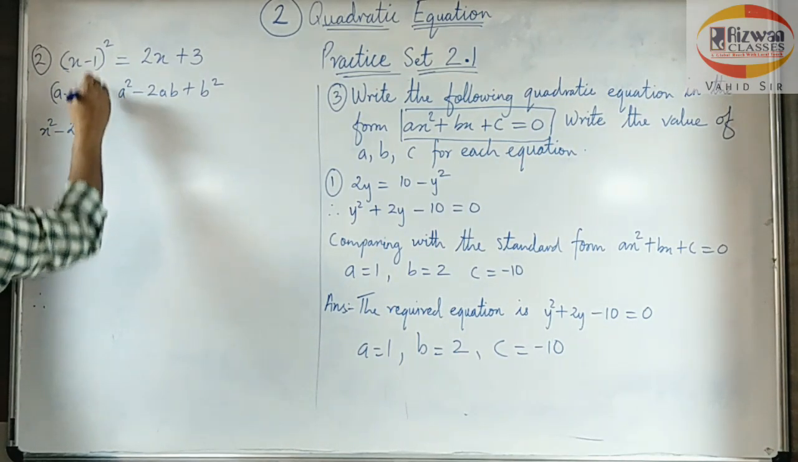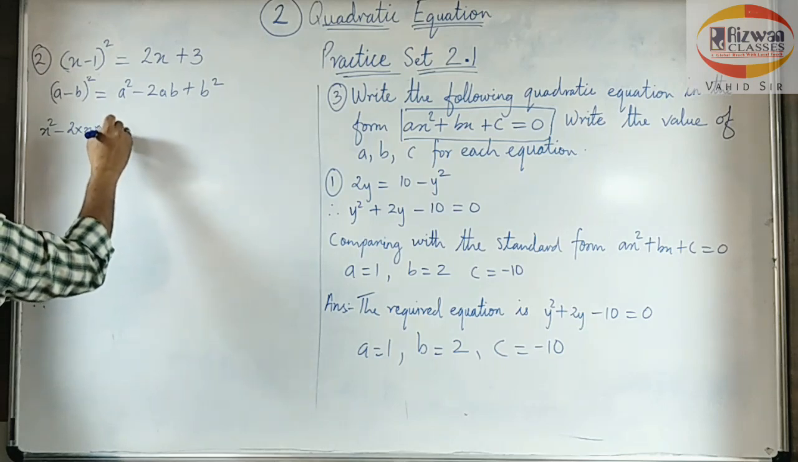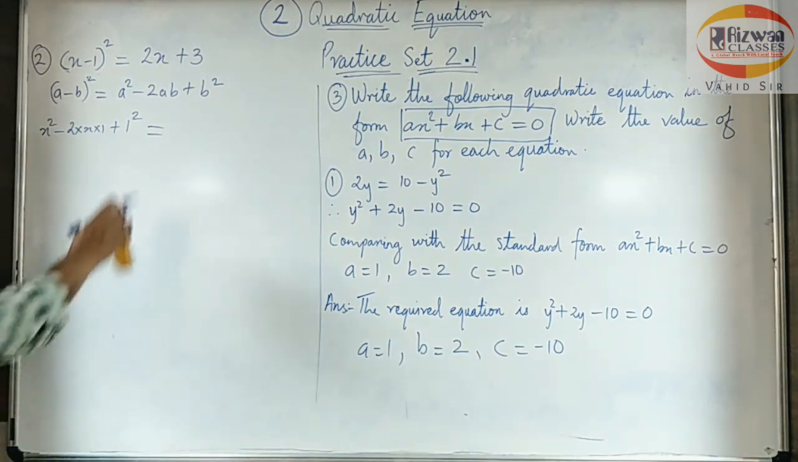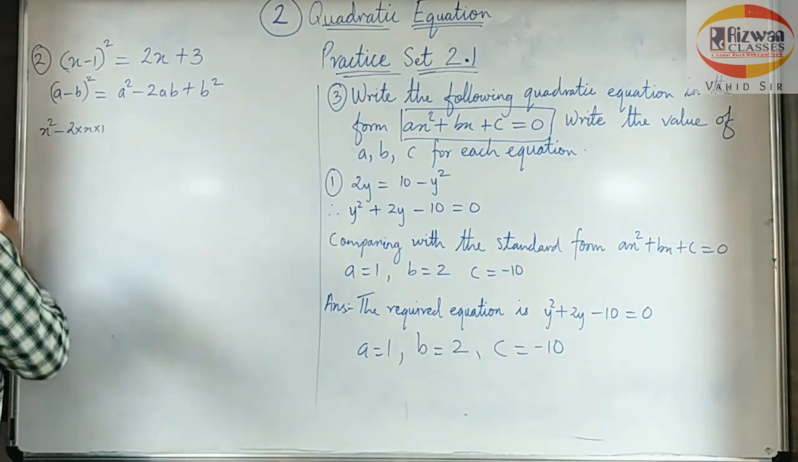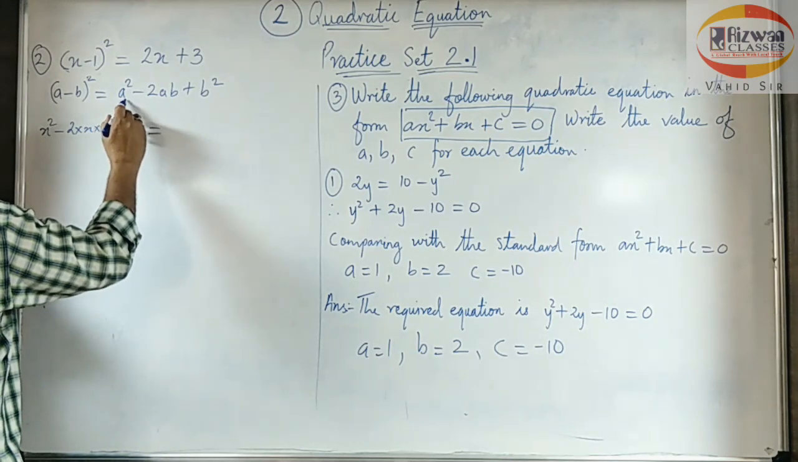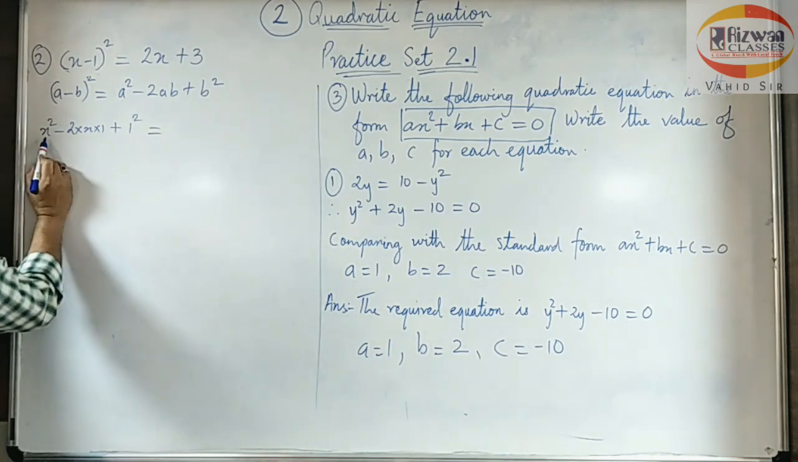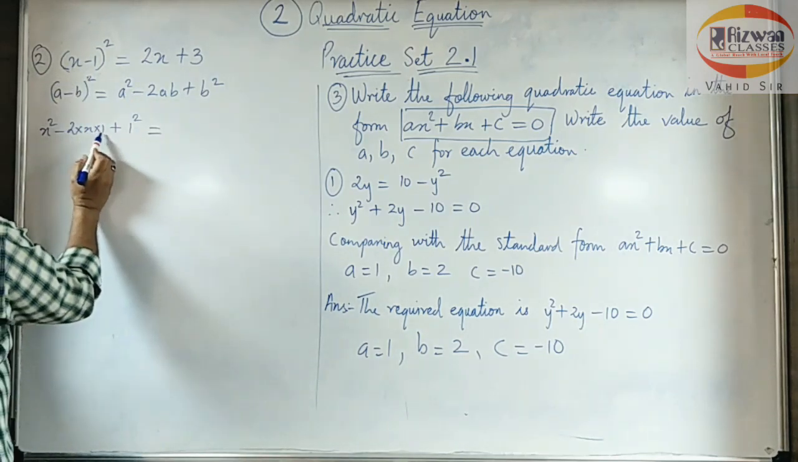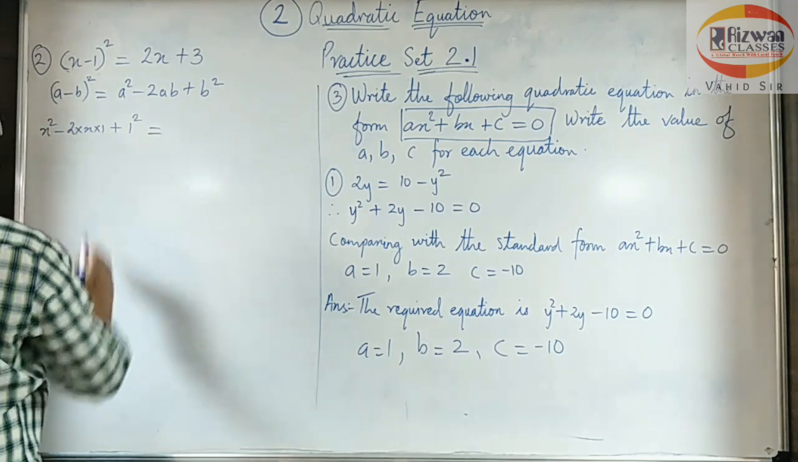x into b, that is what? 1 plus b square. Plus b square means what? 1 square. Everybody got this over there? This is how I open up the bracket. If you check this out, how I open up the bracket is a very simple part. It is same like what I did with the formula: a square minus 2ab plus b square. A square means what? You have x square minus 2ab, 2 into x into 1, plus b square. B square means what? 1 square.